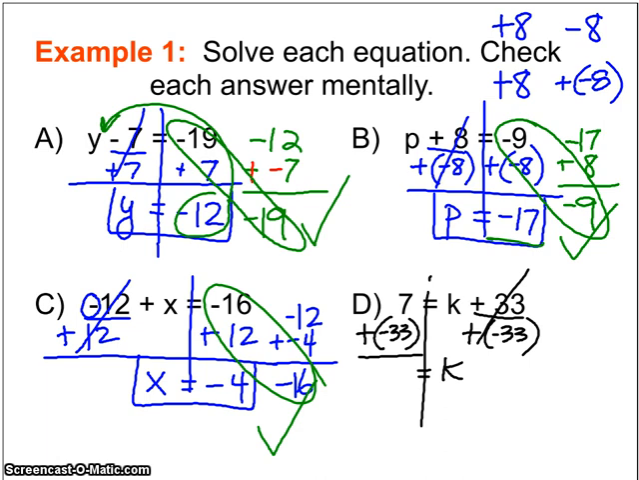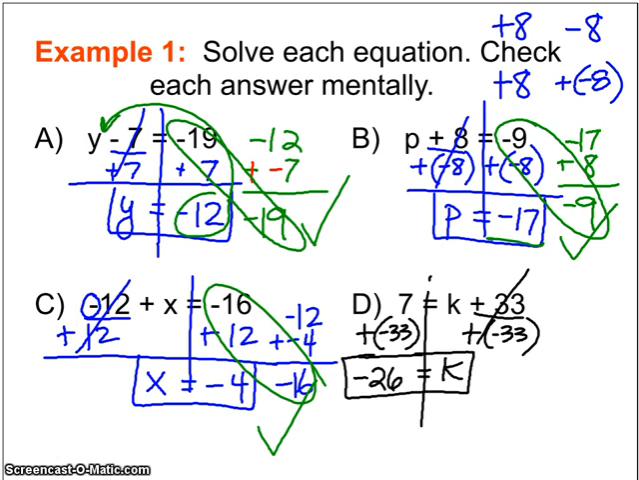I have more negatives, so I have 33 negatives and only 7 positives, and the signs are different, so I'm going to have to subtract here. Obviously I can't do 7 minus 33. Always take the larger absolute value and subtract the smaller absolute value. So if I did 33 minus 7, I get 26. So I get negative 26 as my answer.